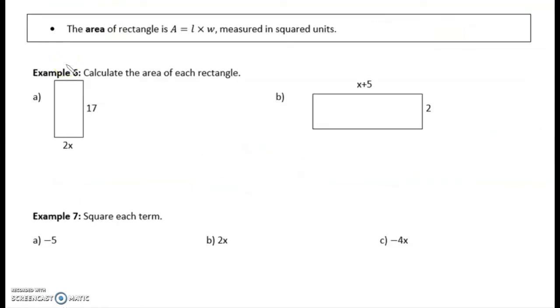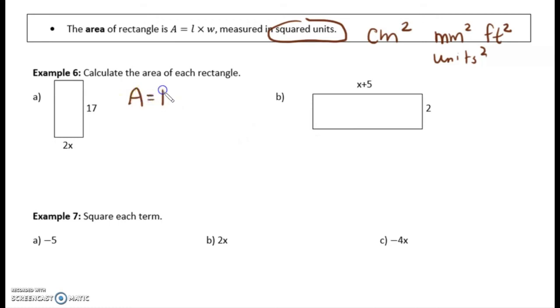Okay, the area of a rectangle is length times width. And don't forget, you always have to state the units, and they're measured in square units. So this could be centimeters squared, this could be millimeters squared, feet squared. Okay, if they don't actually specify the units, we can just put units squared. Okay, calculate the area of each rectangle. We're going to go area equals length times width. So 17 times 2x. These are both monomials, so 17 times 2, we get 34x. Okay, and then we'll call that units squared.